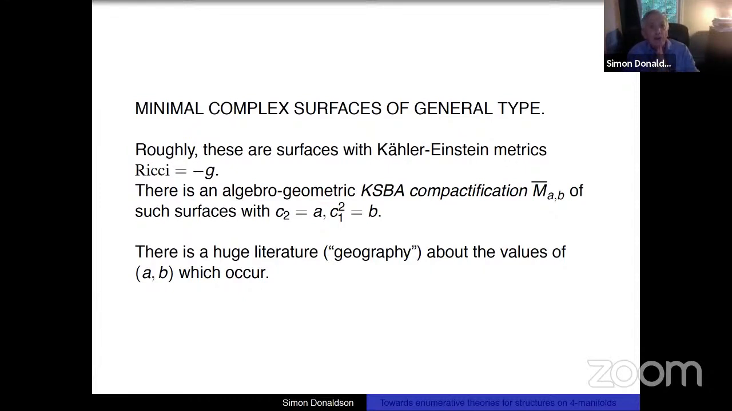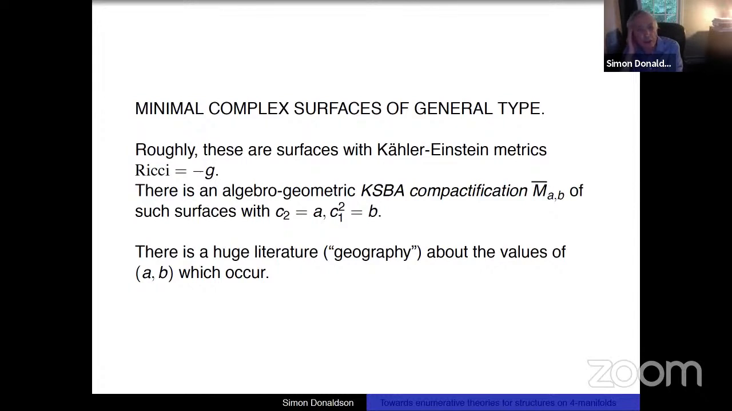So now we're talking about strictly minimal complex surfaces of general type. But roughly speaking, for a differential geometer, we could say these are complex surfaces with negative Kähler-Einstein metrics. That's not exactly correct, but it's correct enough for our purposes. So the good thing here is that there is an algebro-geometric compactification of the moduli spaces of these things.